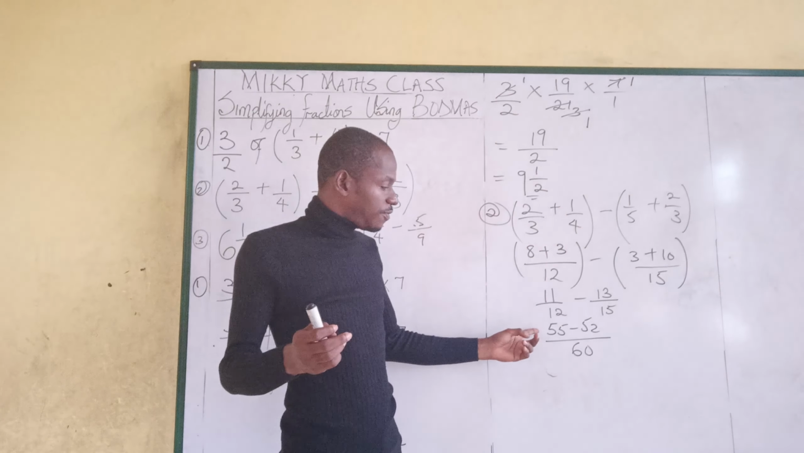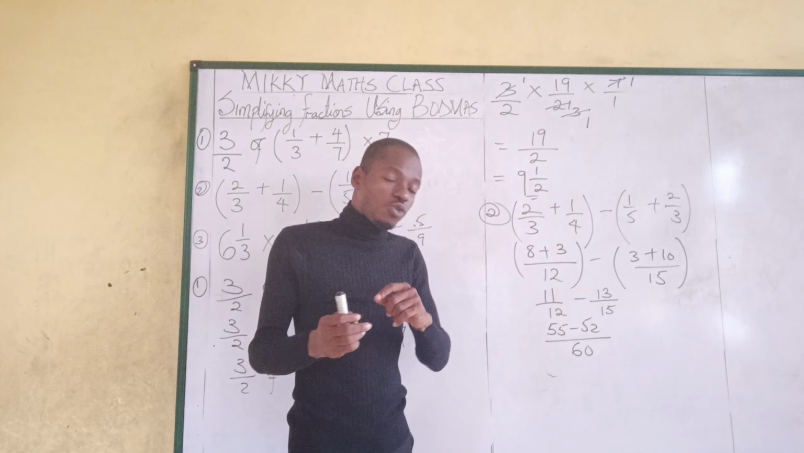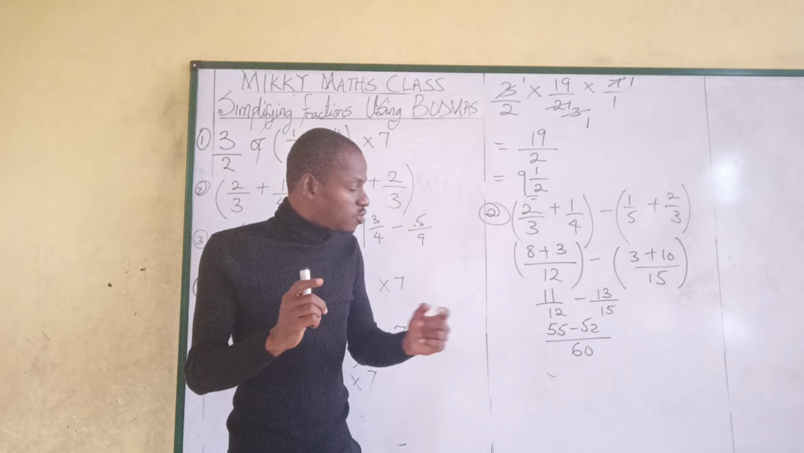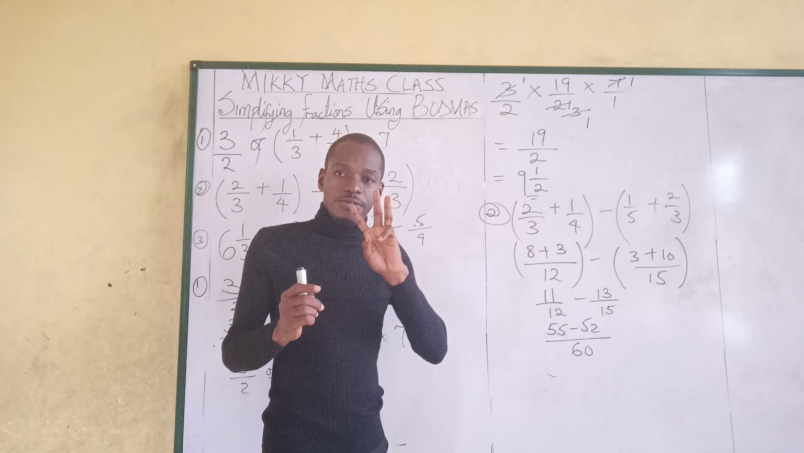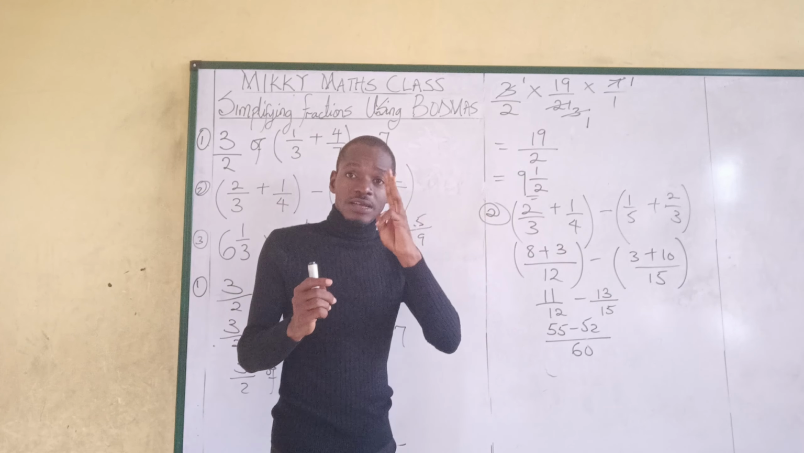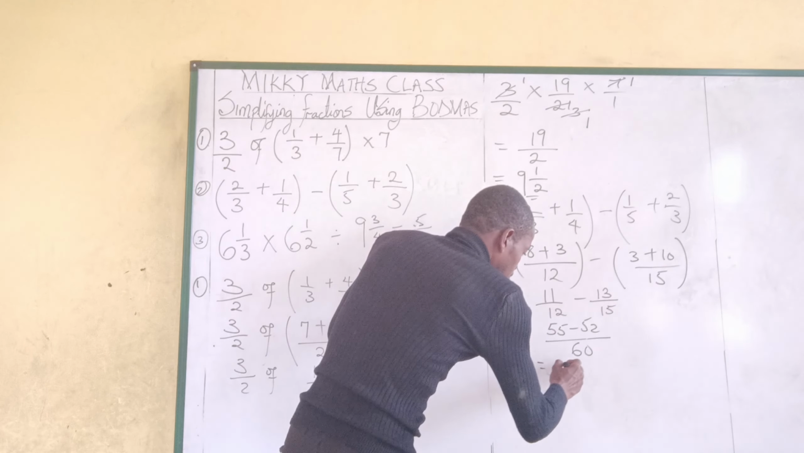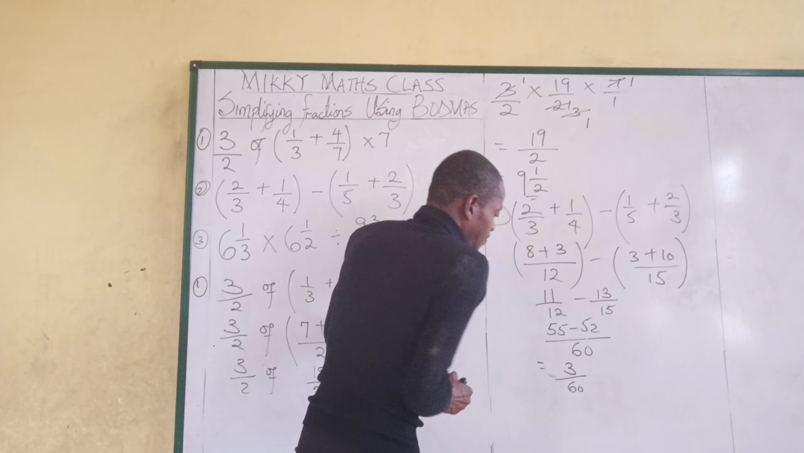So I'm left with 55 minus 52 over 60. When we take away 52 from 55, we are left with 3. That's 55 minus 52, that's 3, which is 3 over 60.